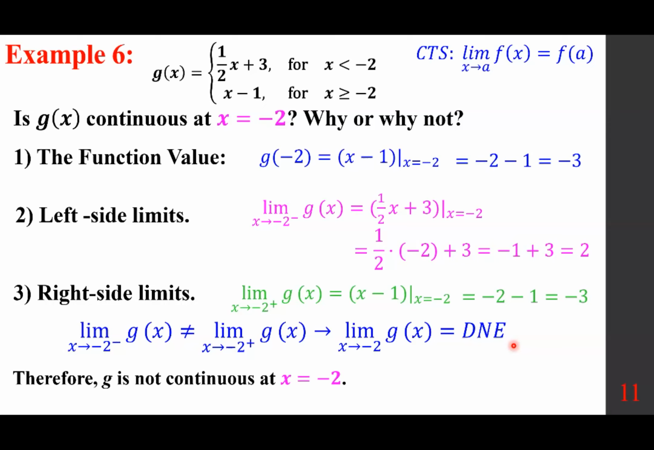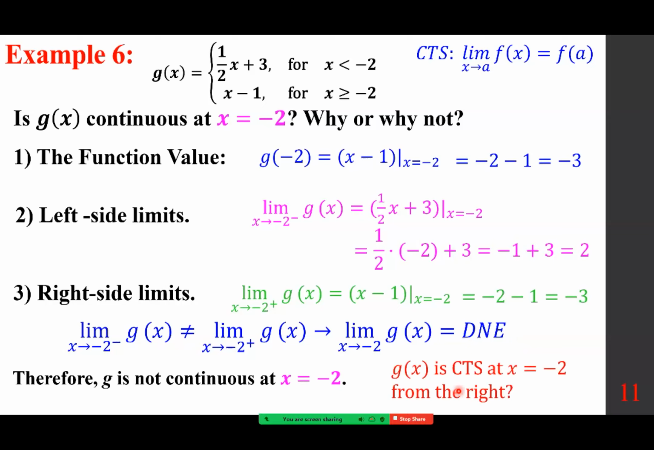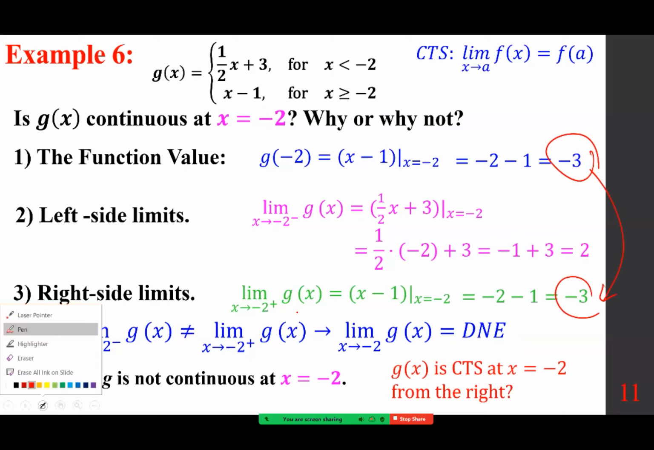However, we can say g of x is continuous at x equals -2 from the right because these two are the same. Okay? Because the functional value and the limit of g of x as x approaches -2 from the right are the same, we can say this.